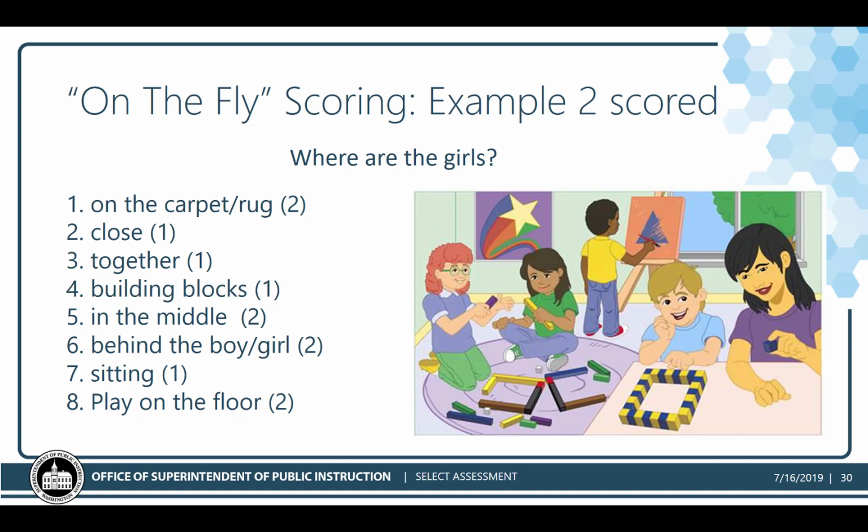"Play on the floor," response number 8, is an appropriate and accurate response to the prompt and meets all criteria at the 2-point level. This response differs from other responses at the 1-point level that are related to the activities of the girls by providing a location.